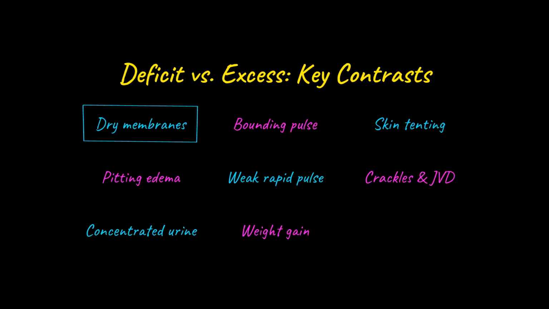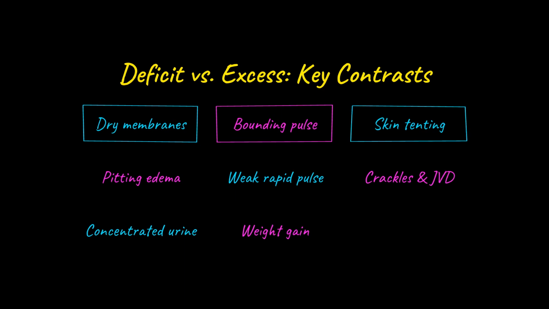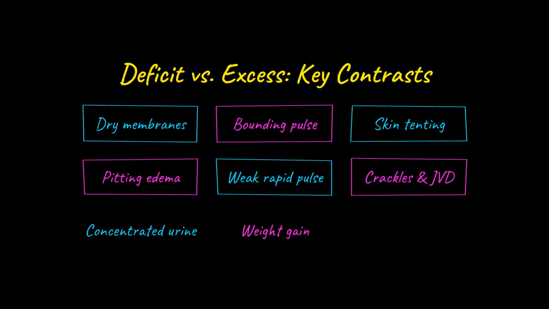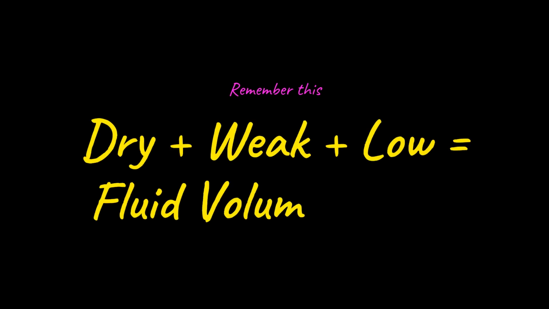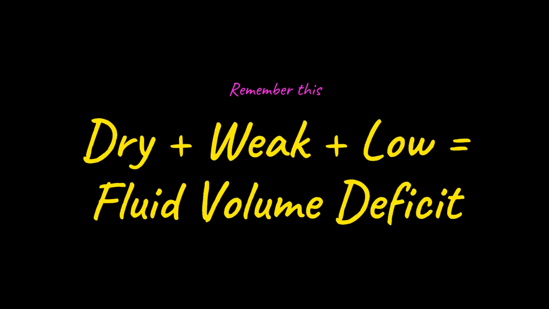Exam writers exploit confusion between deficit and excess. Deficit findings, dry membranes, skin tenting, weak rapid pulse, and concentrated urine, are the opposite of excess findings like bounding pulse, pitting edema, crackles, jugular distension, and weight gain. Keep the dry, weak, low pattern paired with deficit. Older adults are especially vulnerable because thirst declines with age, and barriers like confusion, dysphagia, or fear of incontinence reduce intake further. When you see the dry, weak, low cluster, think fluid volume deficit first.